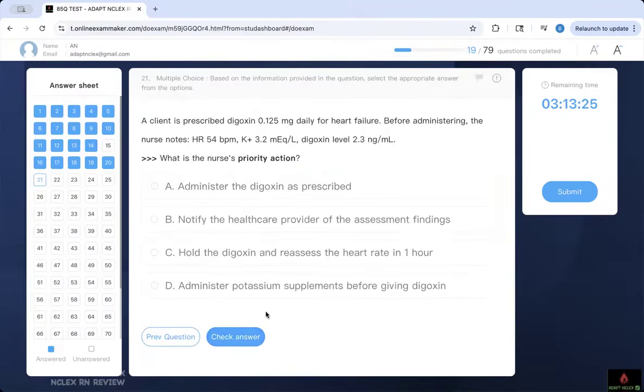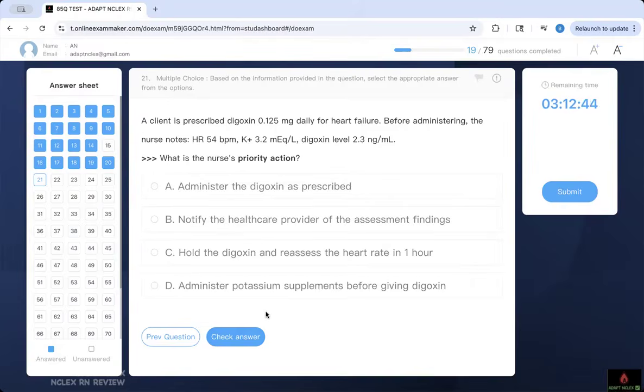Next question. A client prescribed digoxin 0.125 milligram daily for heart failure. Before administering the medication, the heart rate is 54, potassium 3.2, digoxin 2.3. Too high, right? What is the next priority action? You have bradycardia, you have hypokalemia. All of them are bad problems for digoxin. Therefore, what do you want to do? Administer the digoxin as prescribed, notify the healthcare provider of the assessment finding, reassess the heart rate in 1 hour, administer potassium supplement before giving digoxin.